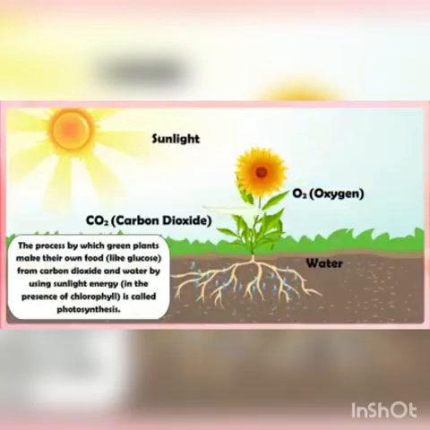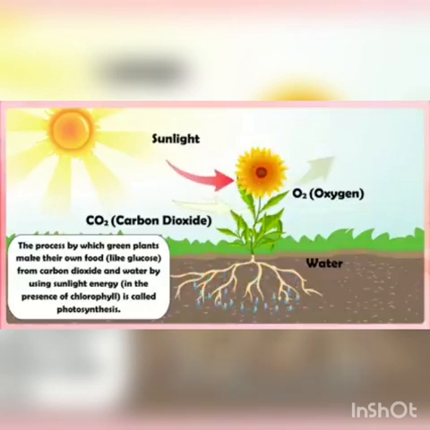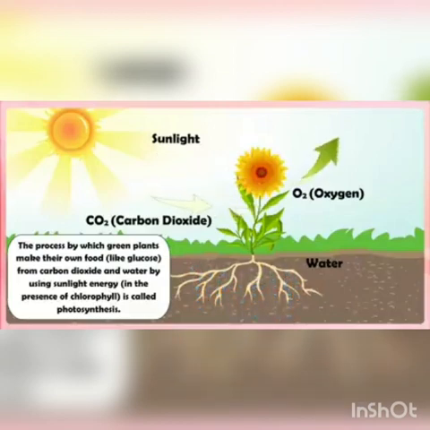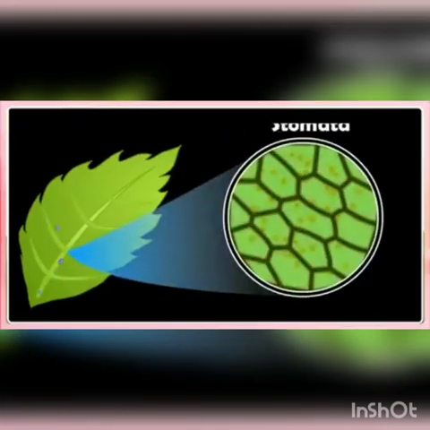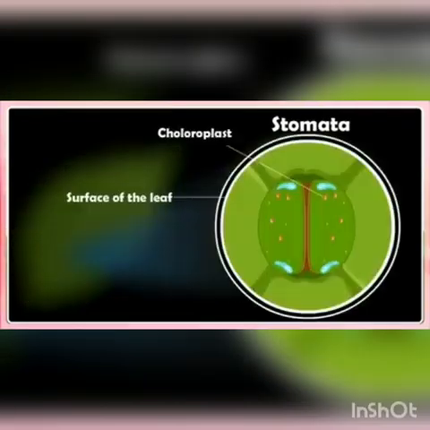Photosynthesis. The process by which green plants make their own food, like glucose, from carbon dioxide and water by using sunlight energy in the presence of chlorophyll, is called photosynthesis. In this process, the plants take carbon dioxide gas needed for photosynthesis from the air through the tiny pores called stomata present on the surface of leaves. Each pore is surrounded by a pair of guard cells. The opening and closing of stomatal pores in the leaves is controlled by the guard cells.